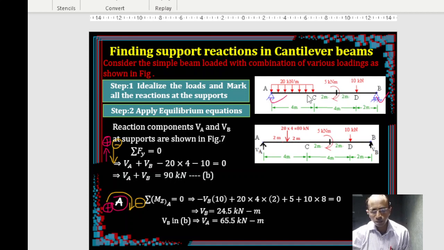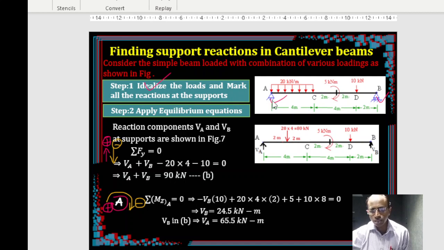So after doing that, the first step you have to apply, what is that? Idealization of the loads, right? What does this idealization mean? Except point loads and couples, the rest of the loads, whether UDL or UVL, should be converted into point loads. That is what I mean by idealization of the loads. Then you mark all the support reactions.